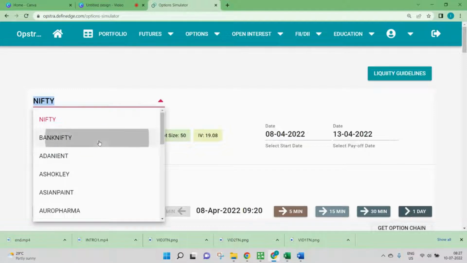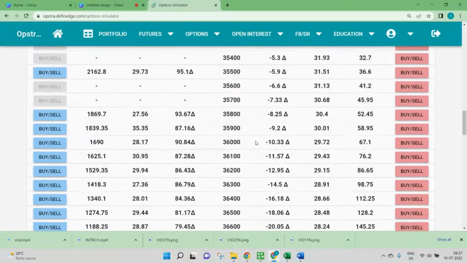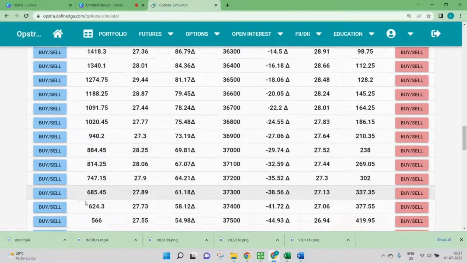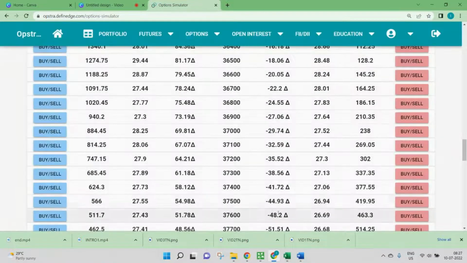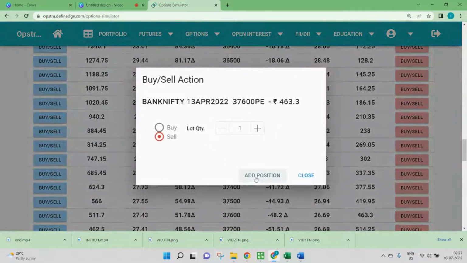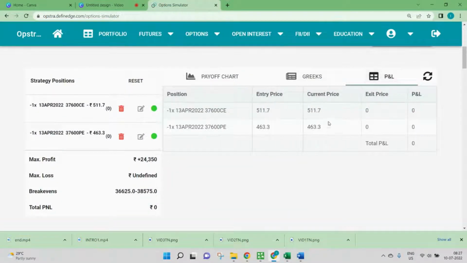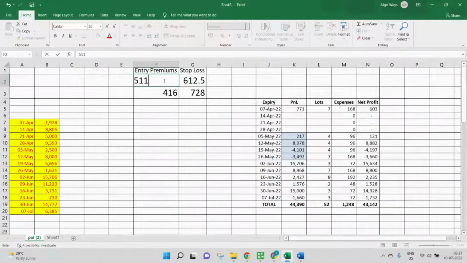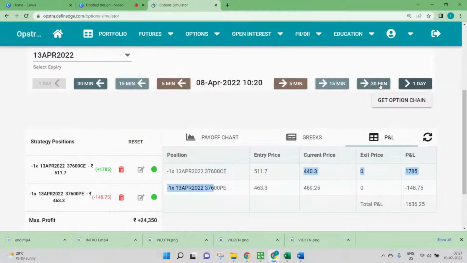And Bank Nifty. So 37,600 sell. Let us record the sold premium. 511, 463, very high premiums. 511 and 463. So till 800 we don't have to worry. We will see the stop loss level after 800 is touched. Till then I'll go very quickly.